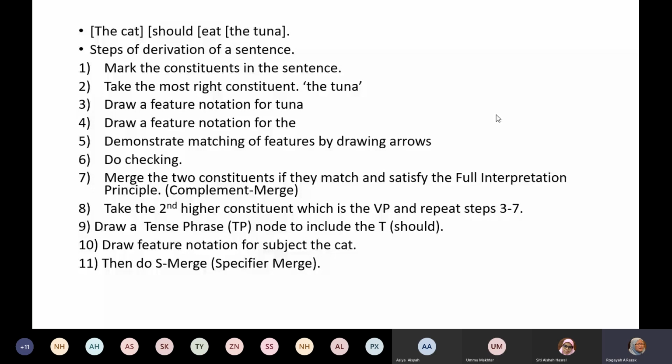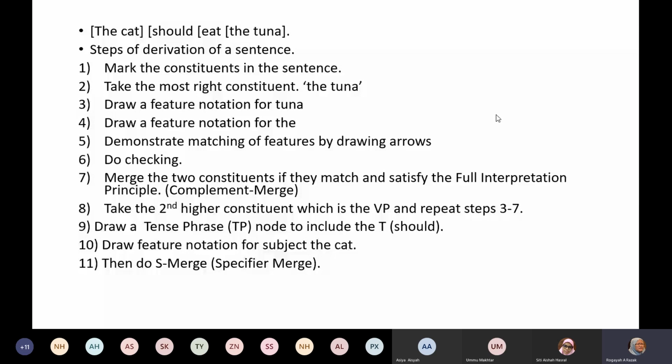So let's say B just now was the cat ate the tuna. Okay? So you find that you have the DP, the VP, and then the VP of the external argument, the cat. And then you have the tense phrase. Kat sini dia tak ada should, dia tak ada should. Tapi A, okay. A is actually on page 167, sorry. A is actually on page 167. Kat bawah sekali tu. That is the diagram for 3A. The cat should eat the tuna.